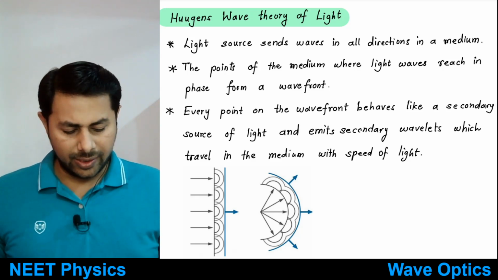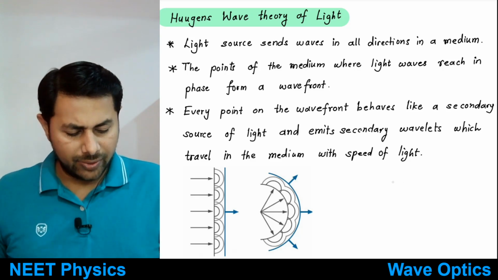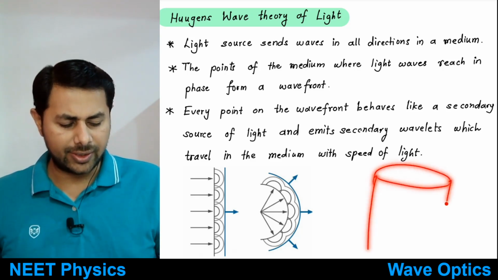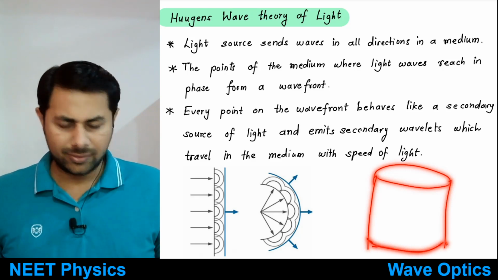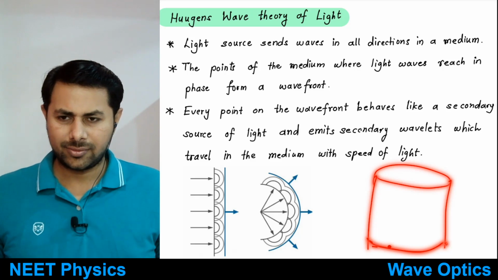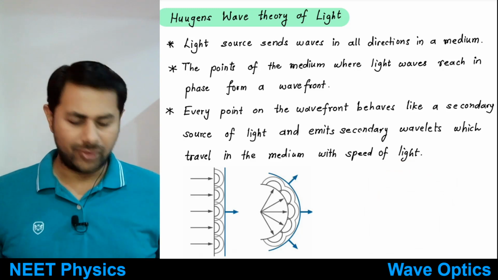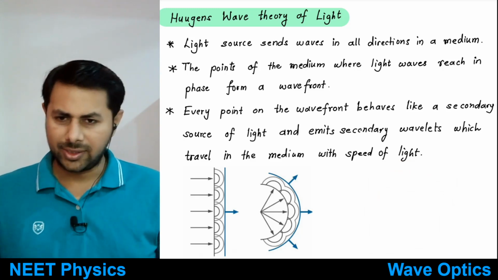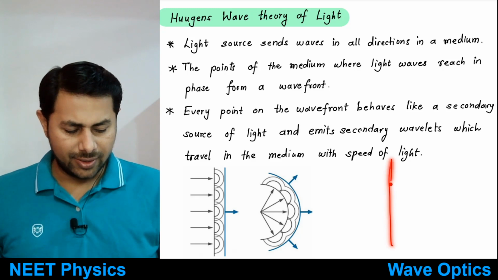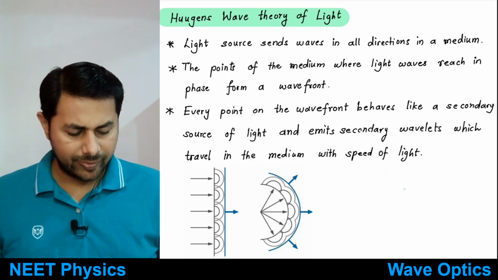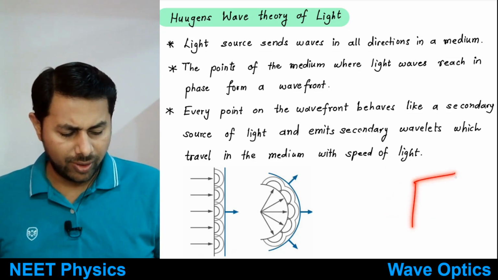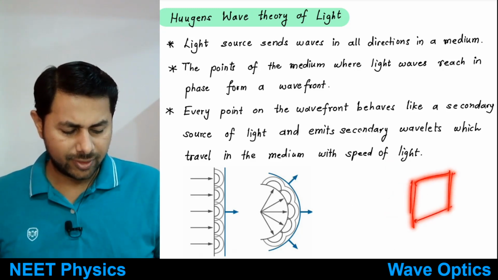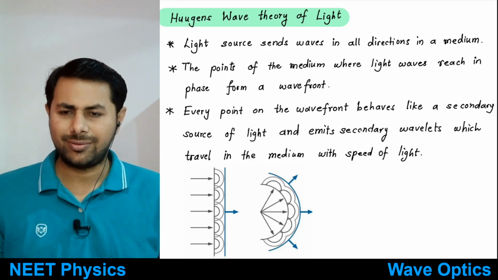Okay, then next, suppose you have a cylindrical wavefront like this. What would be the source of this? You have a cylindrical wavefront. What would be the source? Yeah, a straight line. It will be produced by a line source, right? Then if you have a plane wavefront, what would be the source of this one?